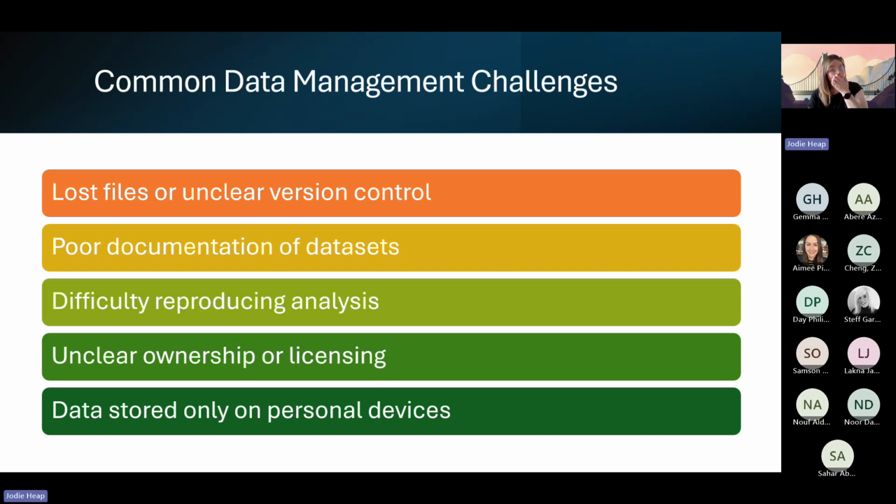And we want to make sure that our data is accessible. So we'll touch on this a little bit later, or I think we do. But there's a common adage, phrase, acronym called FAIR when we talk about data, which specifically ties into this last problem of data stored on personal devices. Curse you, personal devices.